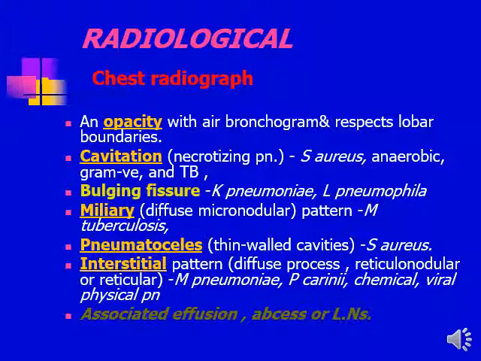Another presentation in chest x-ray may be cavitation, bulging fissure, miliary pattern, pneumatocele, or interstitial pattern. For each of these patterns, I can again predict which organism is causing my disease. So the idea of discussing pneumonia today is how to predict the organism from the pattern of the disease, from the timing of the disease, from the symptoms of the disease, or even from the radiology of the disease. This will be very important for choosing the proper treatment.